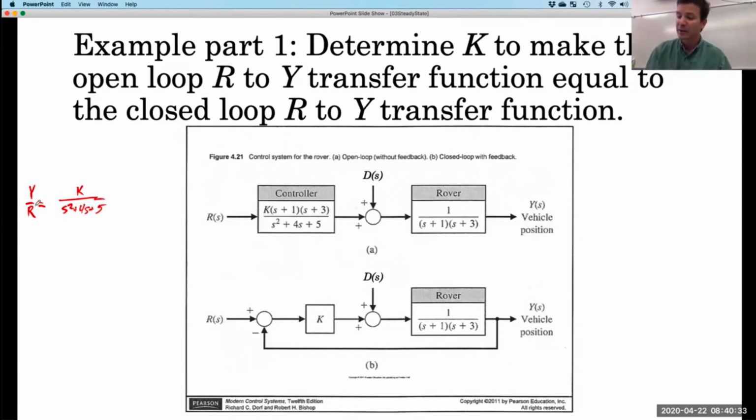Okay. The only trick there was to know what to do with the D signal. Because the transfer function from R to Y, it's implied the output Y due to the input R, set the other inputs to 0. That's superposition.